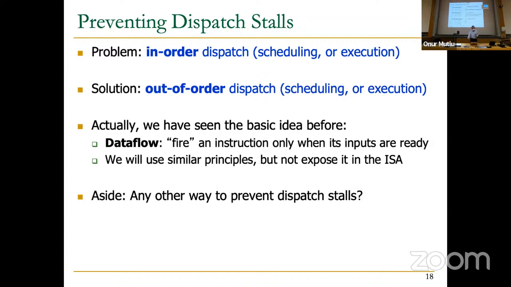Okay, so any other way to prevent dispatch stalls? I think I've already given you some of them. So you don't have to do this out-of-order dispatch. That is one way of doing it, but you can also do compile time instruction scheduling or reordering, as we discussed in the earlier slide. But this becomes very difficult as your latencies become variable. So the compiler cannot predict the latencies. We discussed profiling. The compiler can profile the code and guess what the latencies could be, but it's not perfect. So compile time scheduling is actually very difficult.